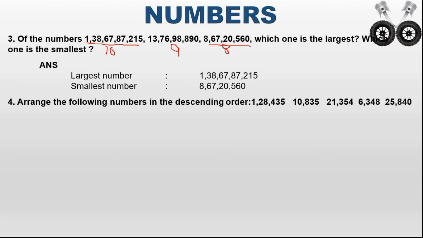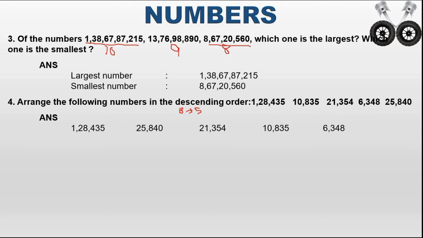So what is the next question? Arrange the following numbers in descending order. Five numbers are given. We have to arrange the five numbers in descending order. So what is descending order? Descending order means big to small. We have to arrange the numbers from big to small. If I want to arrange the numbers from big to small, what is the first condition? I have to check how many digits are there.